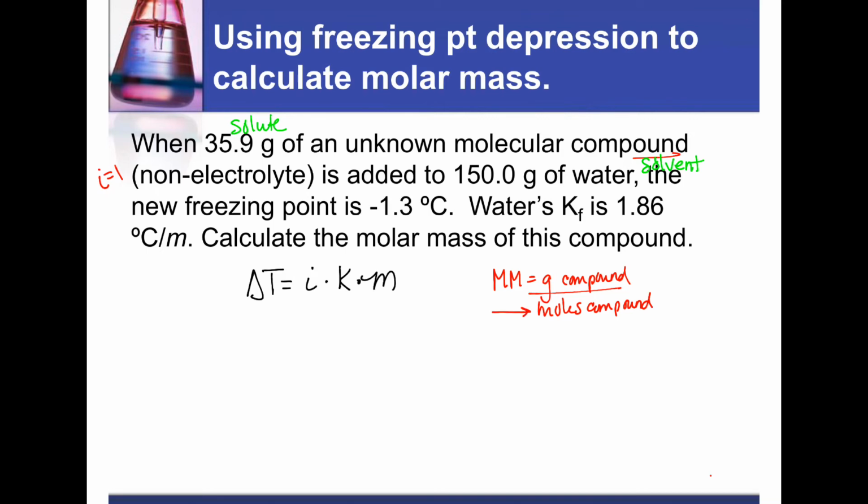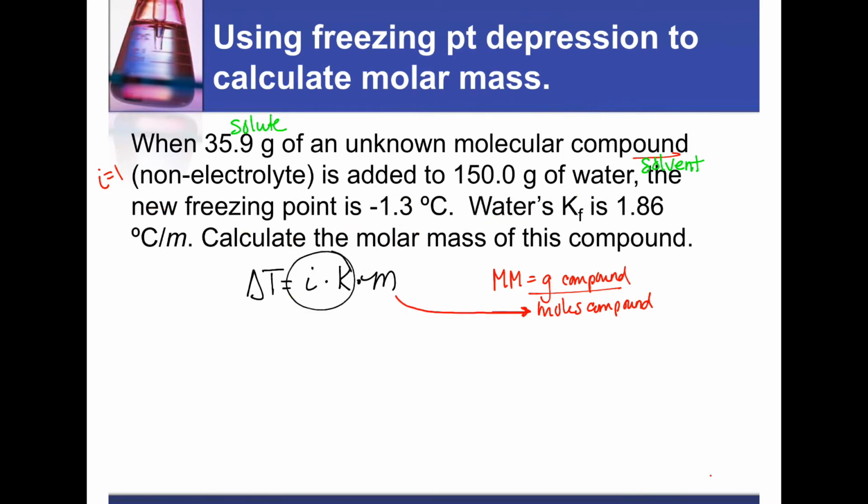And when I look at that, I realize, okay, well, it tells me information so that I could find a delta T. It tells me an i, so I could find this. It tells me a Kf, so I could do this. I should be able to solve for molality. Molality is moles per kilogram of solvent. That has moles in it. That means that I should be able to get to moles of my compound. And so let's do it that way.